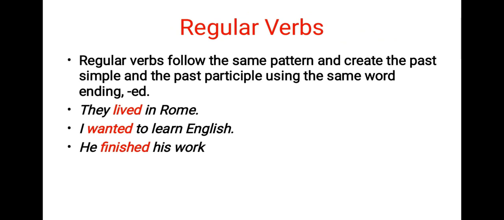Regular verbs. Regular verbs follow the same pattern and create the past simple and the past participle using the same word ending in ed. For example, live, want, finish. All of these are regular verbs. Regular verbs हमारे पास वो होते हैं कि जिसके फर्स्ट फॉर्म के साथ अगर हम ed लगा दें तो पास्ट पार्टिसिपल और पास्ट सिंपल दोनों हमारे पास उसी तरह से रहते हैं. For example, we say they live, they lived, and they lived in Rome. सो उसका सिंपल पास्ट और पास्ट पार्टिसिपल end in ed और इसी तरह से पैटर्न चलता है हमारे पास.